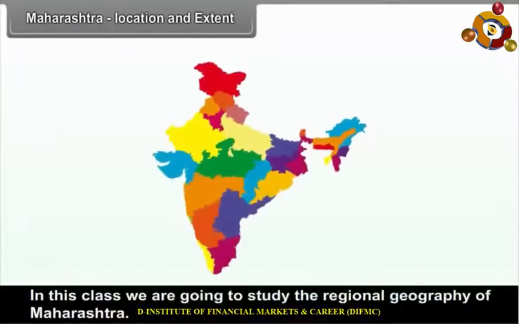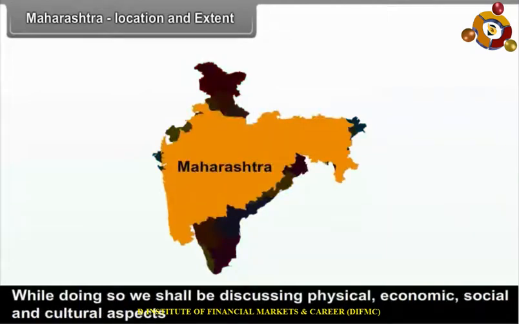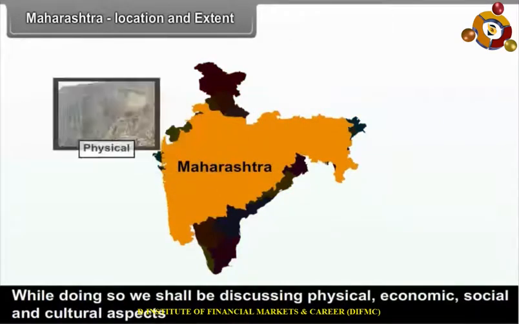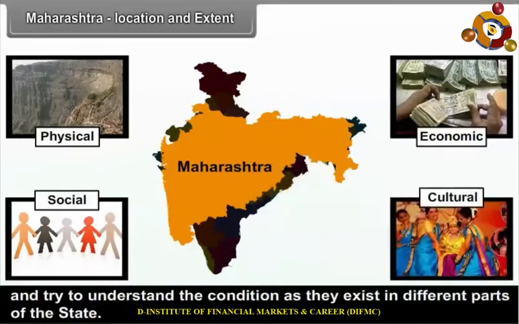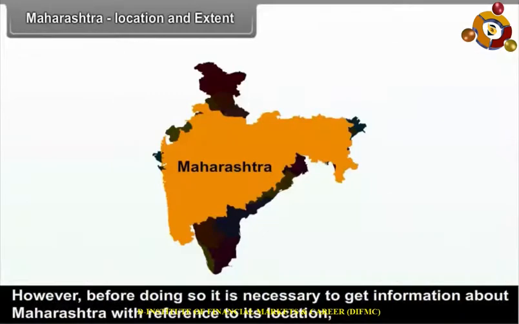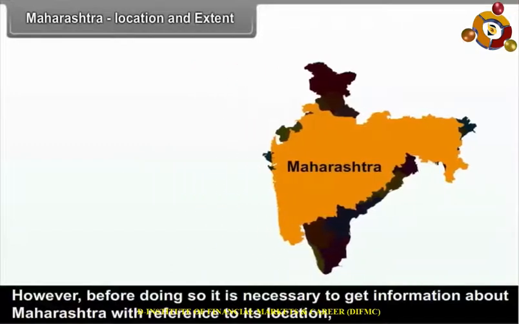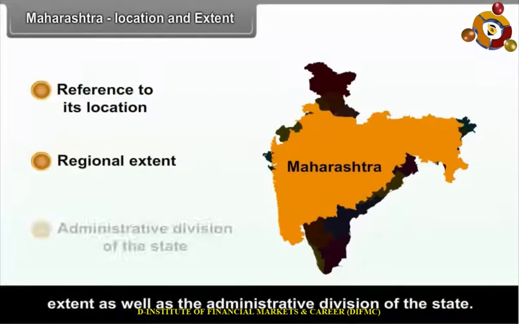Concept of region. In this class, we are going to study the regional geography of Maharashtra. While doing so, we shall be discussing physical, economic, social and cultural aspects and try to understand the conditions as they exist in different parts of the state. However, before doing so, it is necessary to get information about Maharashtra with reference to its location, extent as well as the administrative divisions of the state.